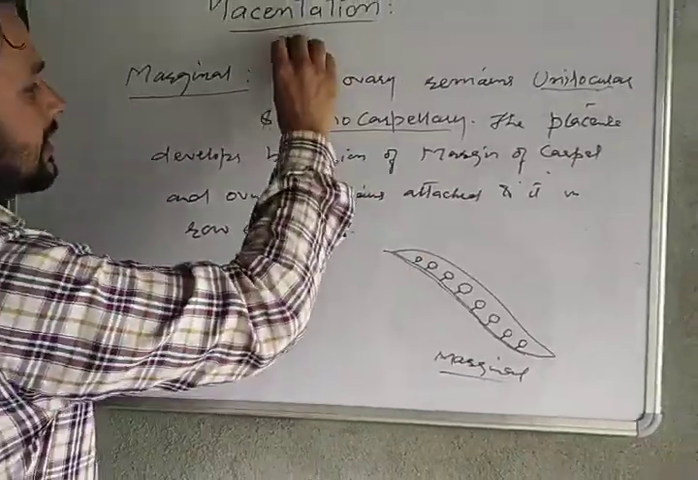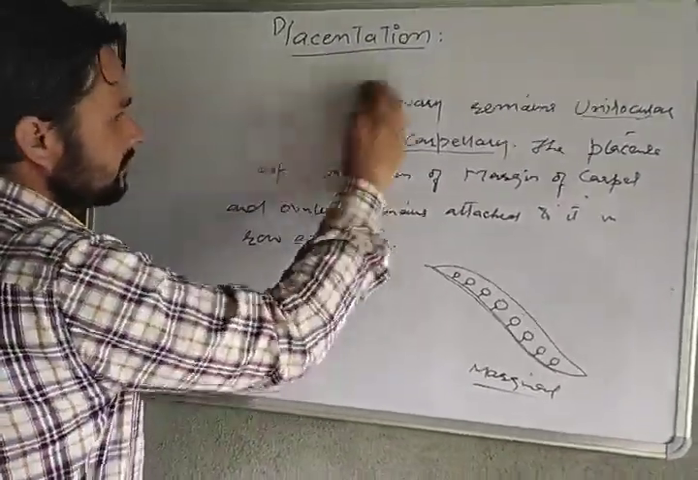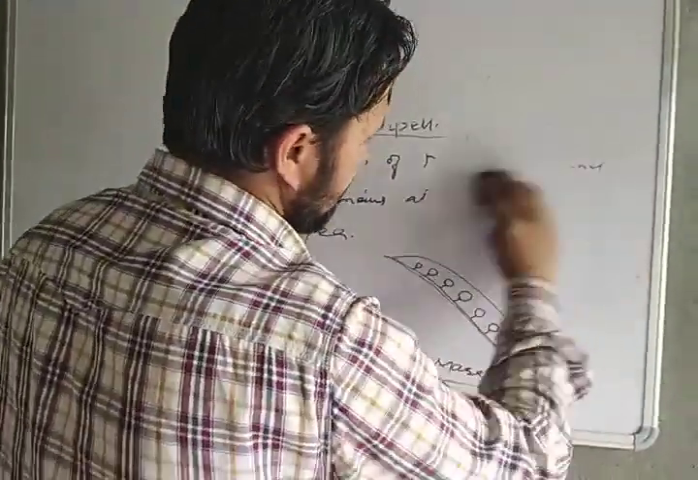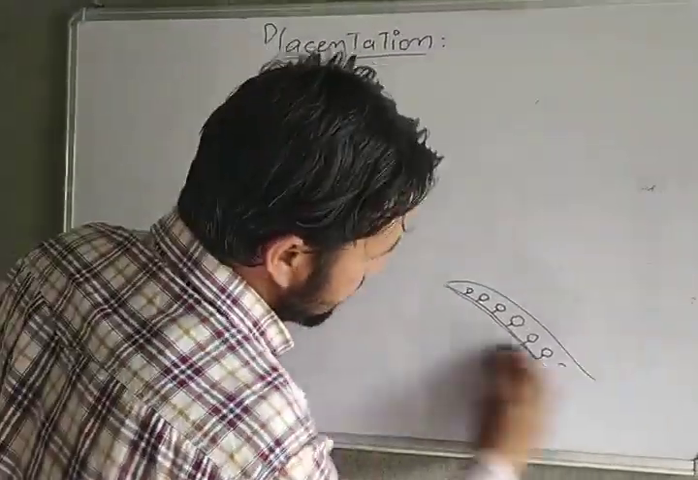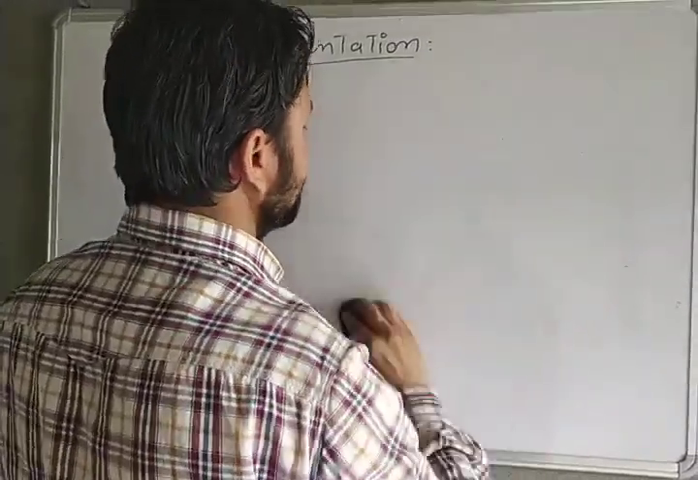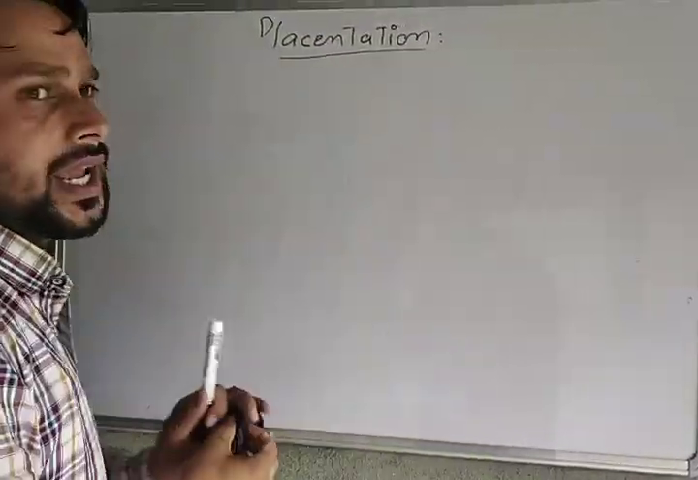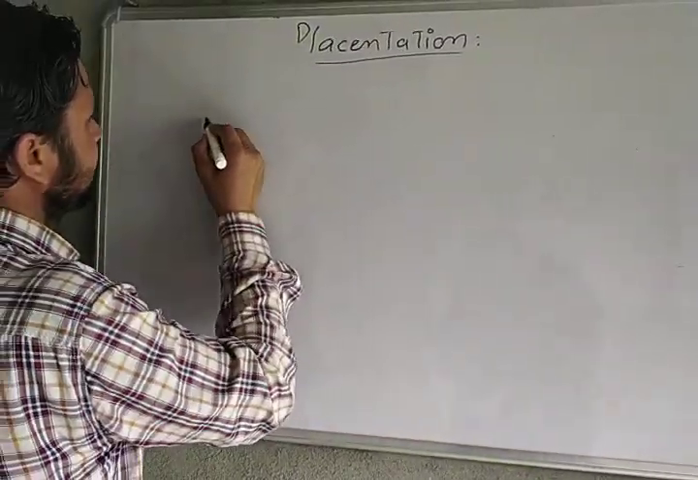This is the example of pea, which represents the marginal type of placentation. Okay. Now the second one. I hope you are understanding what marginal placentation is. Now we go for axial placentation.